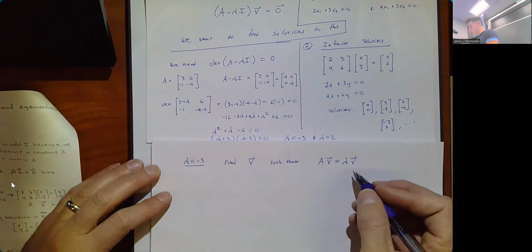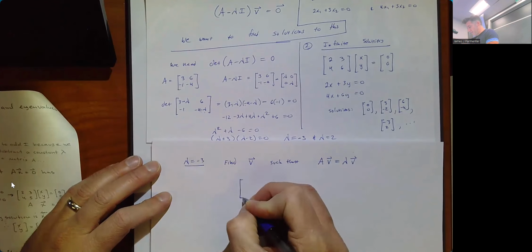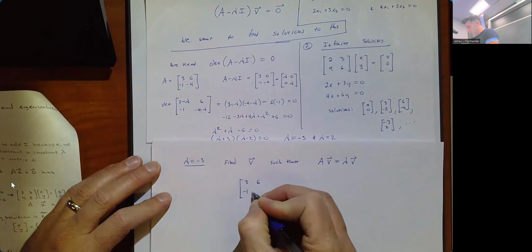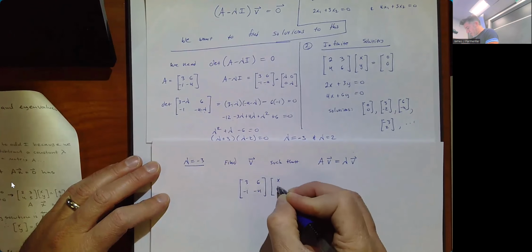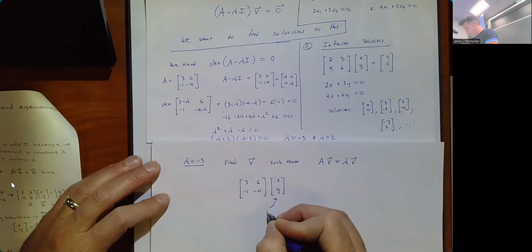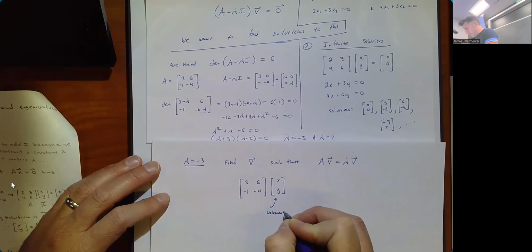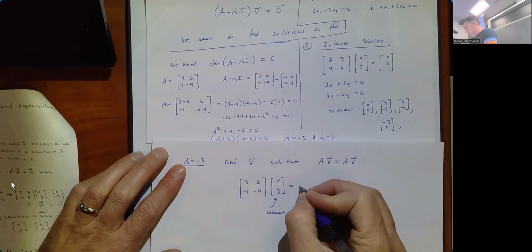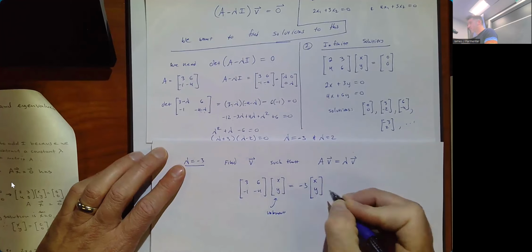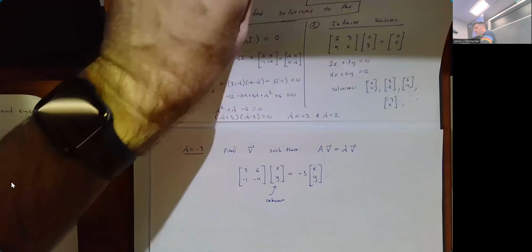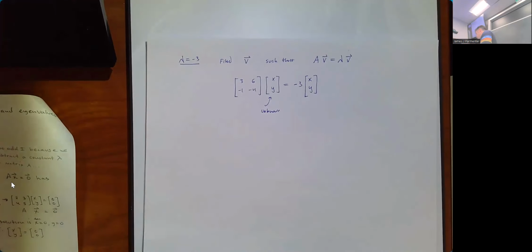So when I write this equation, I'm going to write A, 3, 6, negative 1, negative 4, times the unknown eigenvector. We're trying to find this. We don't know it. Equal to the eigenvalue, negative 3, times the same unknown eigenvector. Most of the time when you do this, you don't have to use both sets of equations.